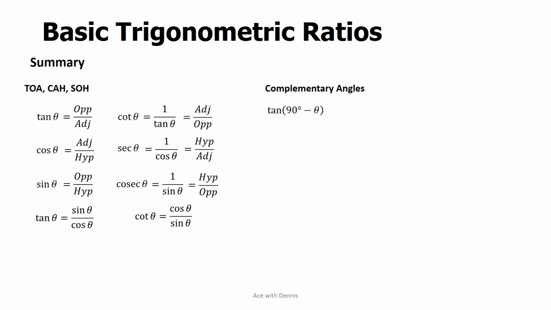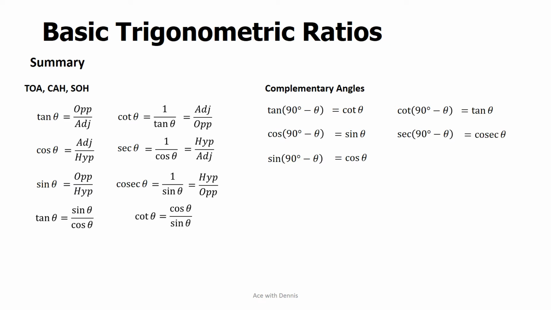Complementary angles. Tangent 90 degrees minus theta equals cotangent theta. Cosine 90 degrees minus theta equals sine theta. Sine 90 degrees minus theta equals cosine theta. The reciprocal, cotangent 90 degrees minus theta equals tangent theta. Secant 90 degrees minus theta equals cosecant theta. Cosecant 90 degrees minus theta equals secant theta.